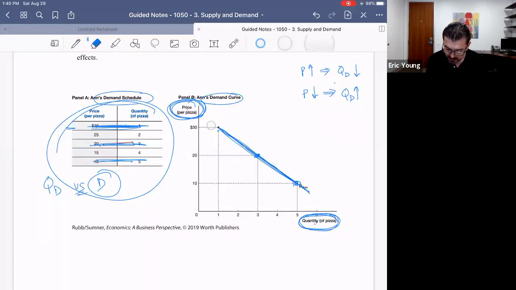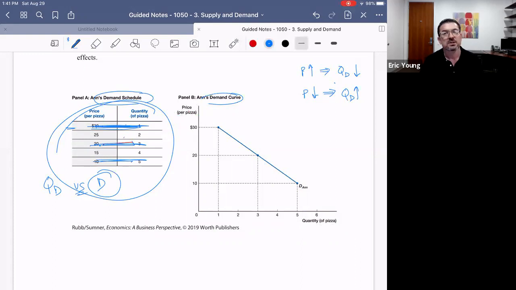Okay. The other thing I want to point out is that the demand curve can be used in a couple of ways. Once you have your schedule and you've plotted your curve, you can address it in two ways. You could say, for example, how many pizzas will people buy at a price of $30? So you could start here with the price, go over, hit the curve, go down, and say, yes, at a price of $30, people demand one pizza. So you can start with price, go over, hit the curve, and go down. But you could also go the other way.